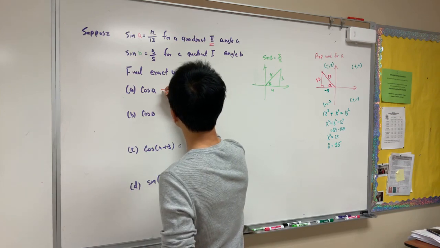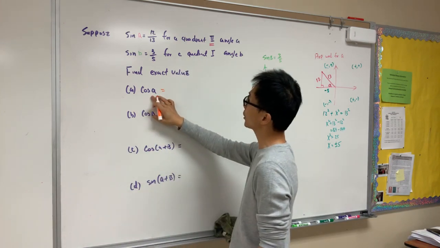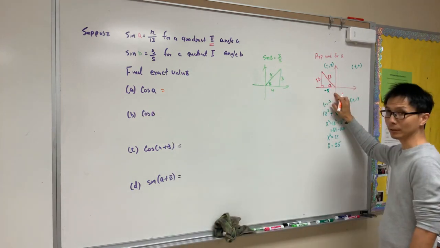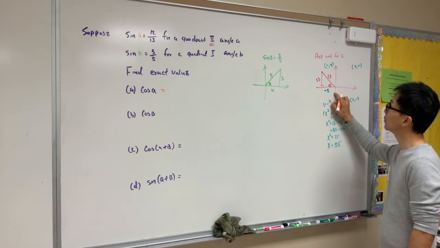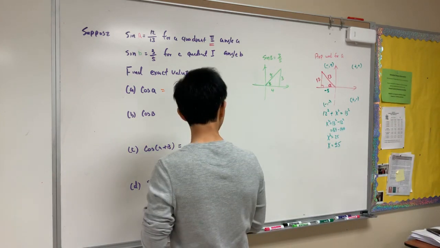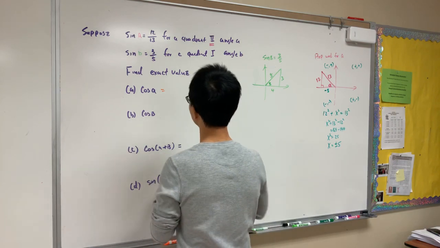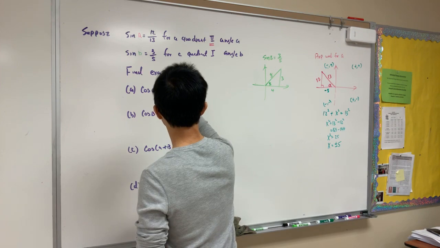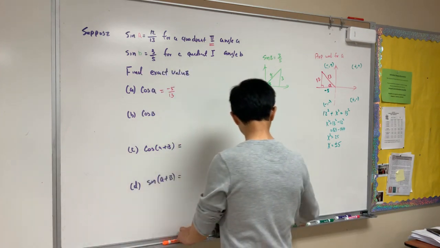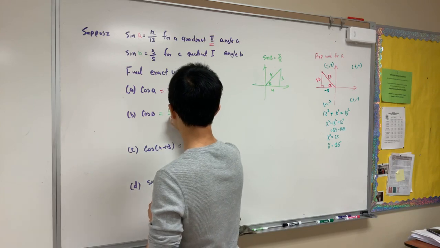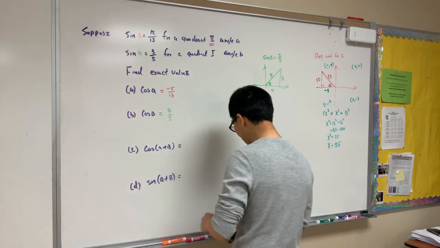Cosine A. So what is cosine A? Well, this is angle A. So what is cosine A? Negative 5 over 13. So good. Negative 5 over 13. And what's the next one? 4 over 5. Good.